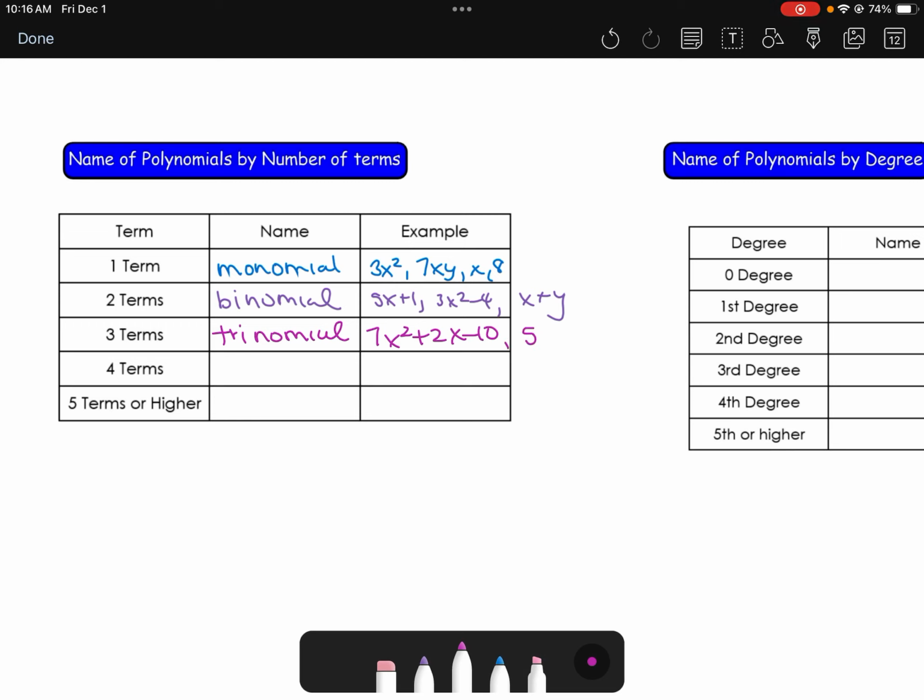Since I always give one, I'll give one more. So we could say 5x to the 4th minus 2x cubed plus 7x squared. Again, I'm just making these up. As you notice, they have three terms.